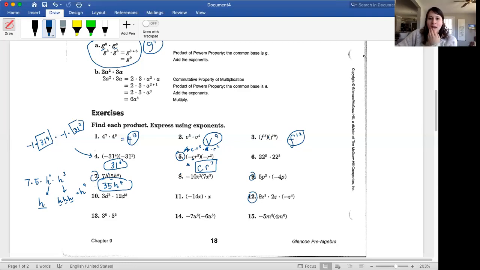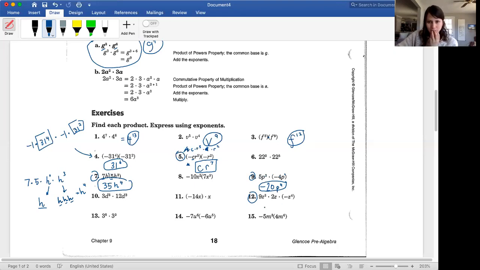Okay, number 9. So we only have one negative, and so our answer is going to be negative because I have no other negative to come befriend it and make it positive, right? So 5 times 4 is 20. And then I have p to the 3rd and then p to the 1st. So adding those together, p to the 4th power, -20, p to the 4th power.